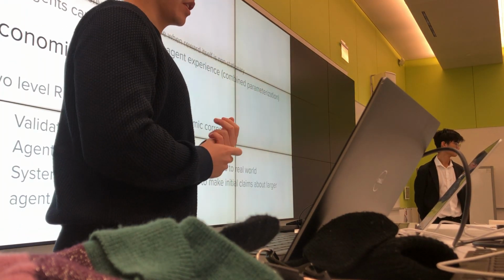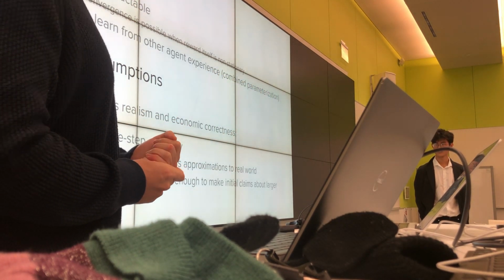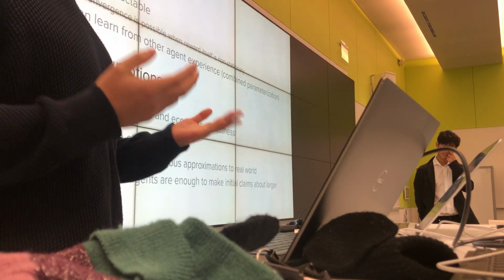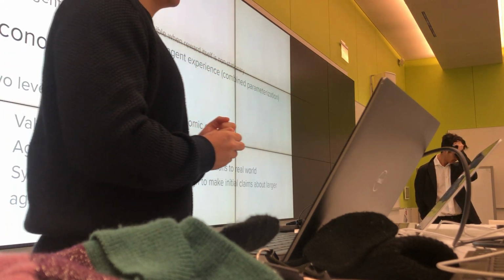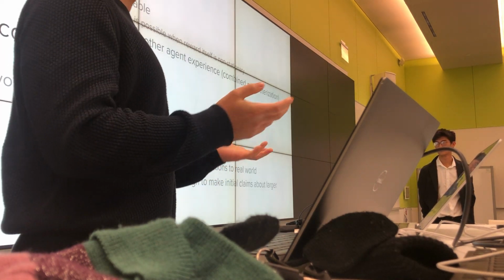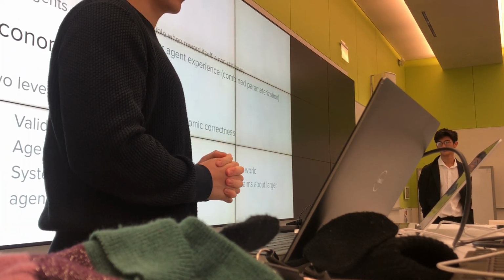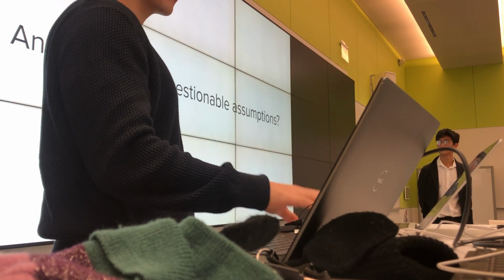The second point, agent interactions are an analogous approximation to the real world. They show this, I think, by trying to create a market, a continuous double auction market, which is as realistic as possible. And then the final bit is, I think, with their conclusion, they somewhat assume that these systems of 4 and 10 agents are enough to make initial claims about larger agent systems.